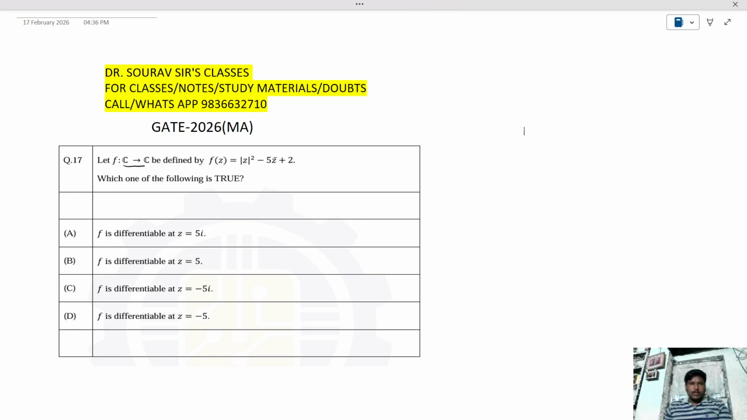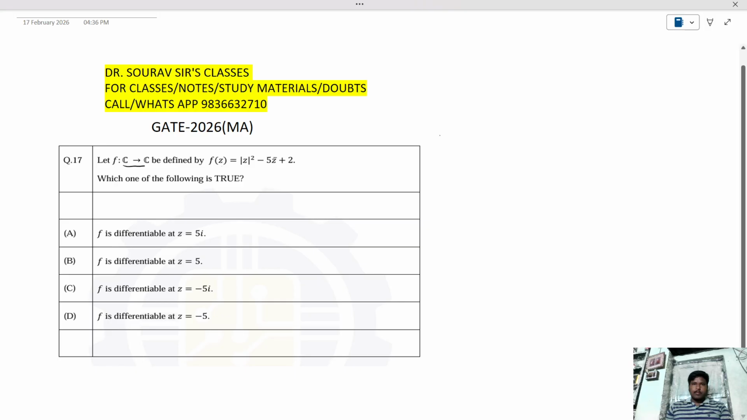This is question number 17 from GATE 2026. So we have a problem from complex analysis. The problem is: f maps C to C is defined by f(z) = |z|² - 5z̄ + 2. Okay. So we have to find where f is differentiable.